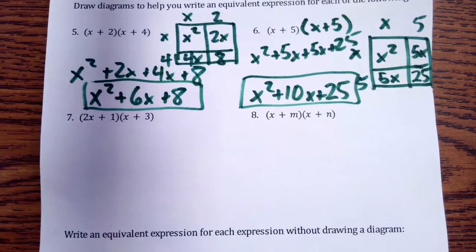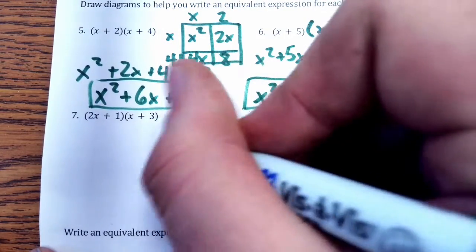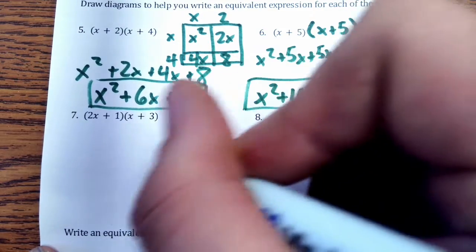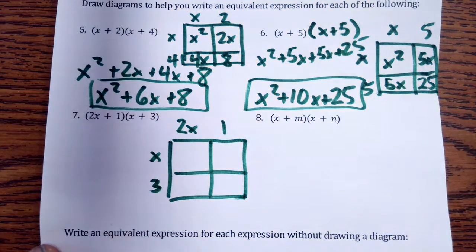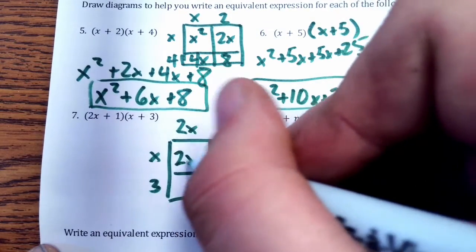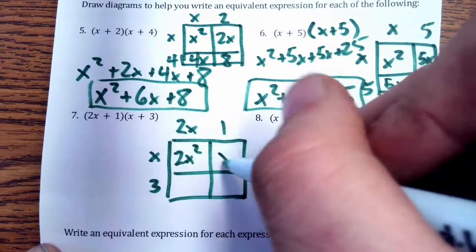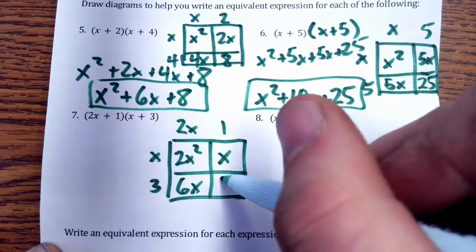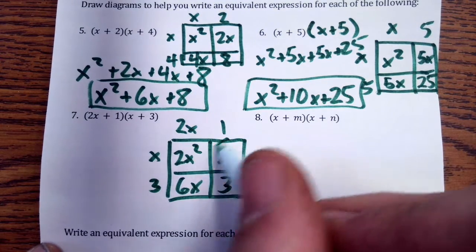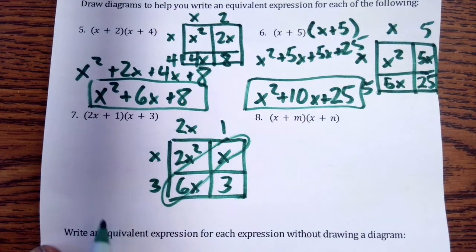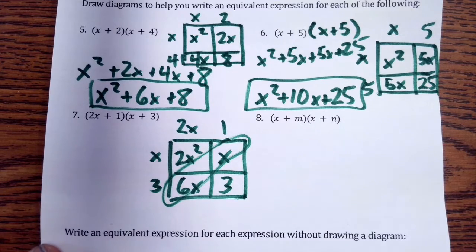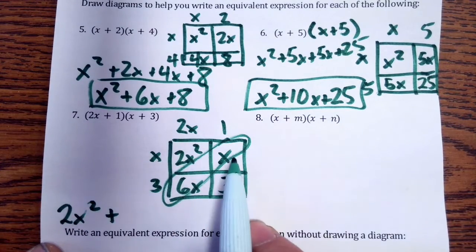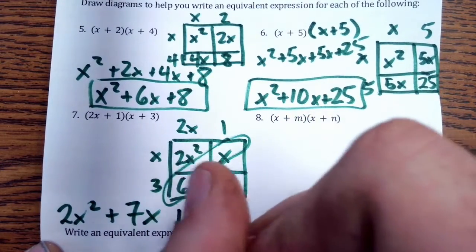Number 7, we have a 2x plus 1 times an x plus 3. So we have a 2x and a 1. We also have an x and a 3. So 2x times x would be 2x squared. X times 1 is just x. 3 times 2x is 6x. And 3 times 1 is 3. So if I combine my two x terms here to save myself a little bit of space because I didn't give myself a lot of writing room, then I can make this say 2x squared plus 6x, and that x is a total of 7x plus 3.